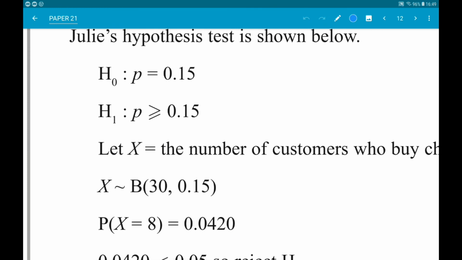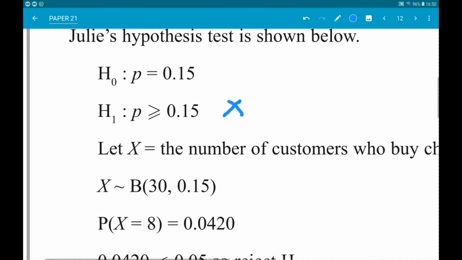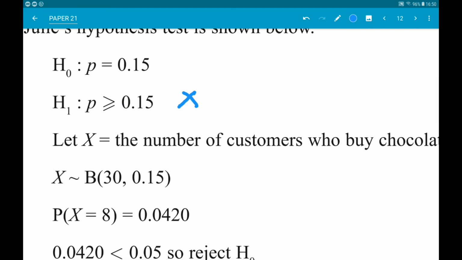So a null hypothesis, H0, the proportion is equal to 0.15. That's fine. Our alternate hypothesis, H1, the proportion is greater than or equal to 0.15. And that is an error. So that should be that the proportion is only greater than 0.15.